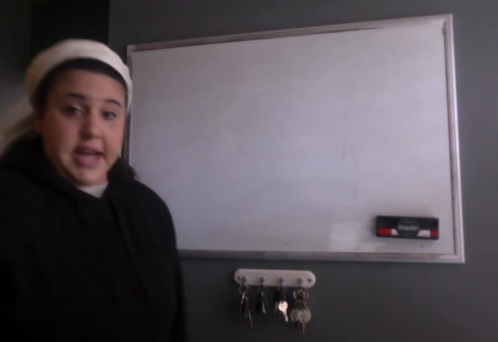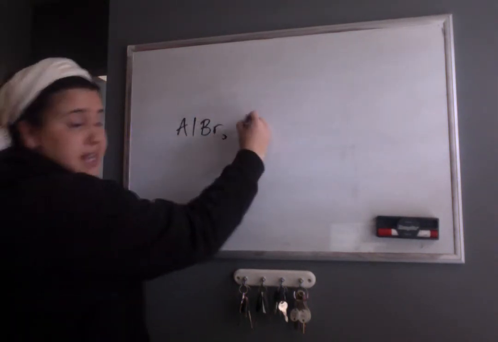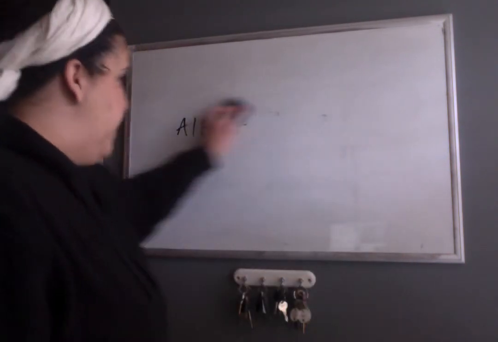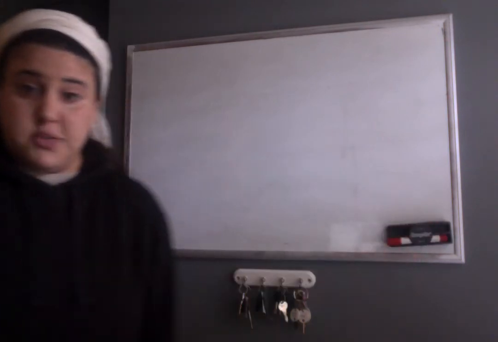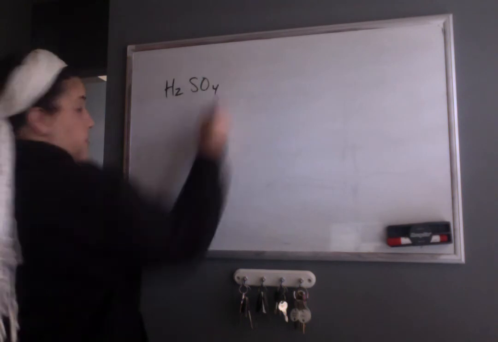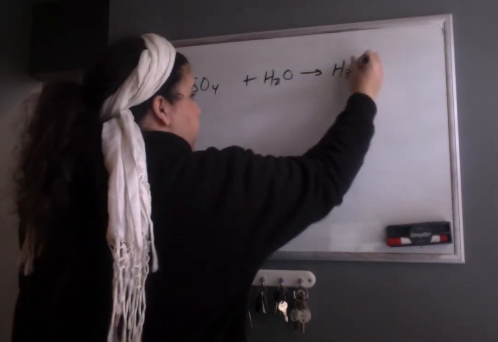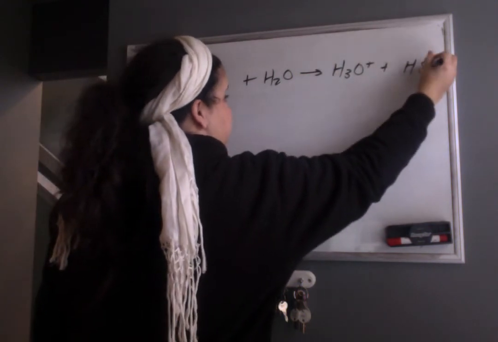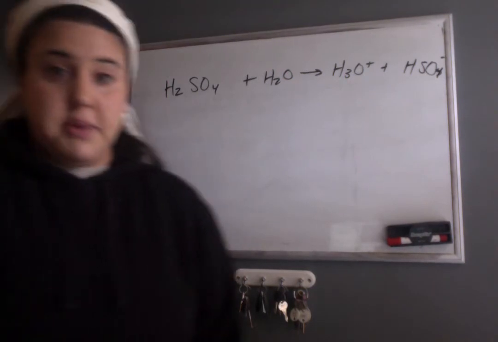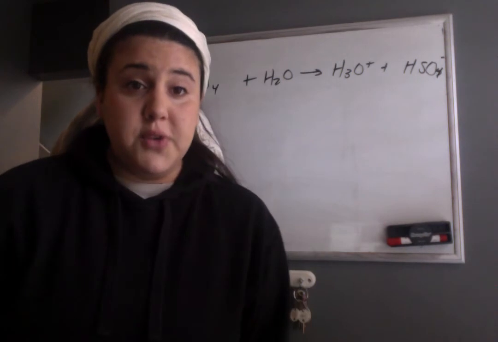Same with the second reaction where I have AlBr3, I have aluminum, I have bromine, and I have chlorine. And again, I see no protons anywhere, so this could not possibly be an acid-base reaction. Now we skip to the last one. H2SO4 plus H2O producing H3O+ and HSO4-. So I look at this reaction now, and again, the three things that I should be able to determine is, well, do I have an acid, do I have a base, and am I transferring protons?